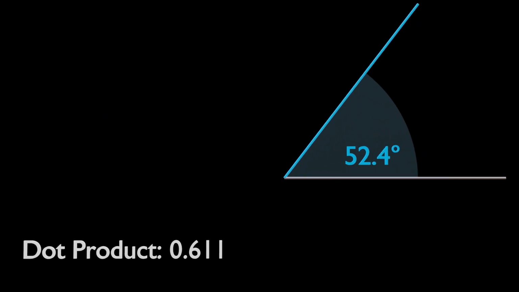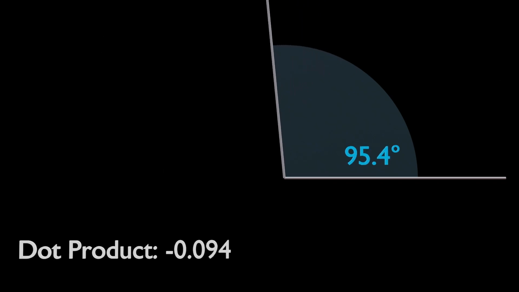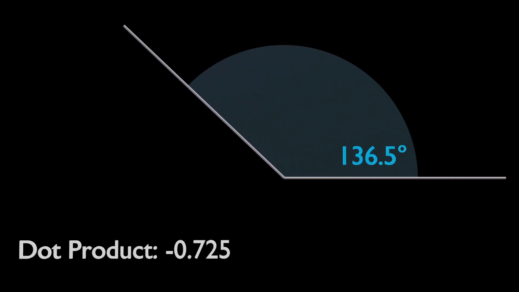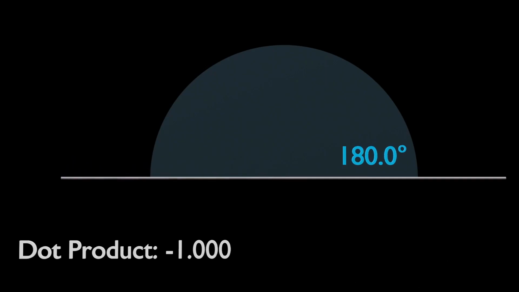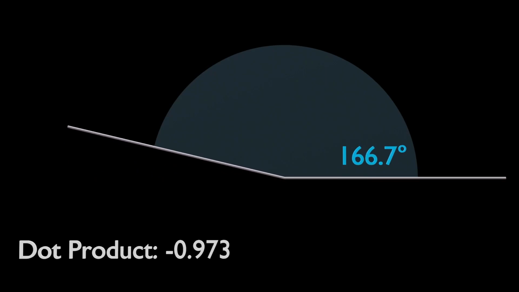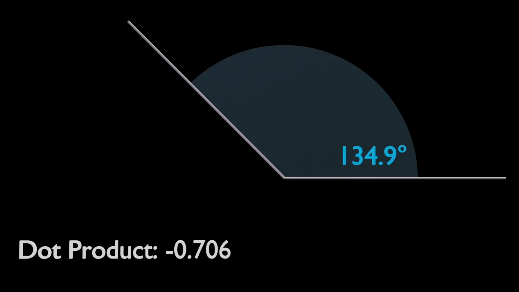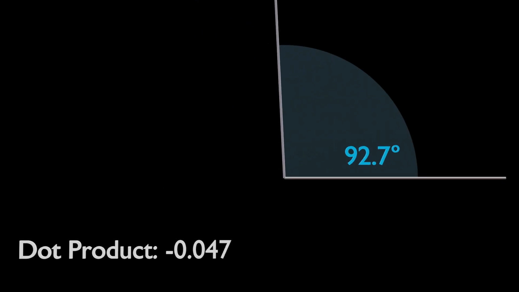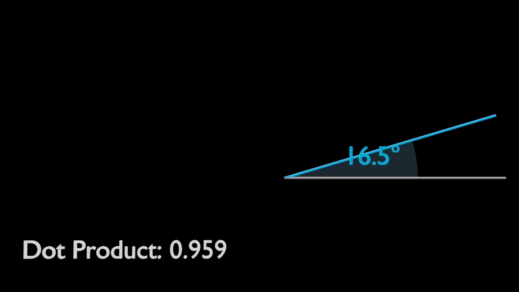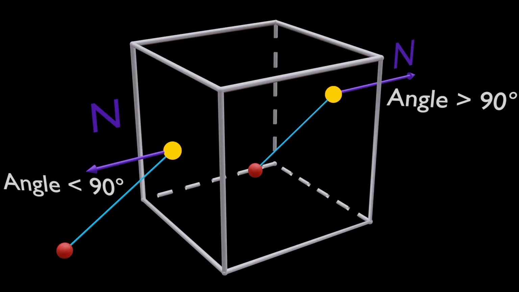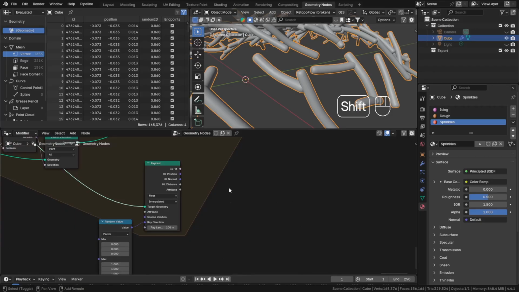What is the dot product? It's a math operation that basically tells us how the vectors are oriented to each other. If the value is equal 1, then they are facing the same direction. If the value is equal to 0, then they are perpendicular. And if the value is equal to -1, the vectors are in the opposite directions. Knowing that, we are ready to finish our IsInsideVolume group.